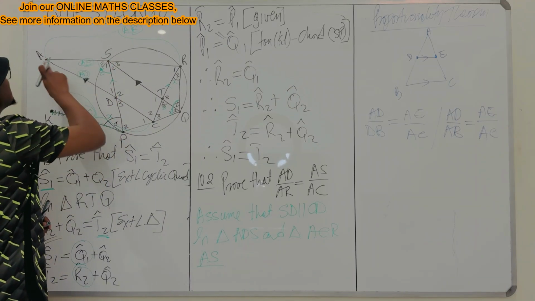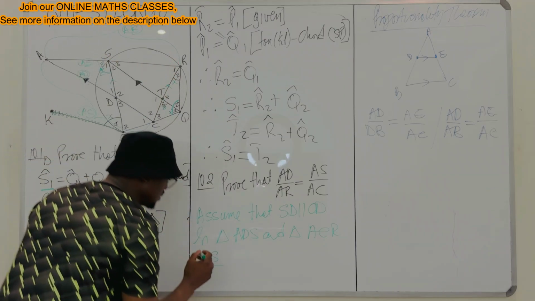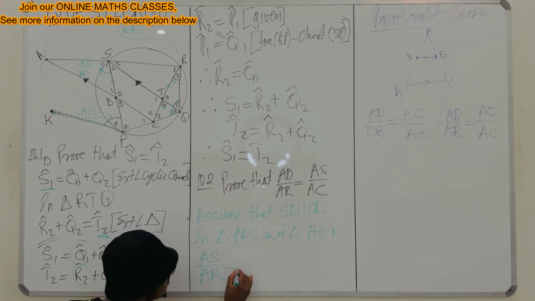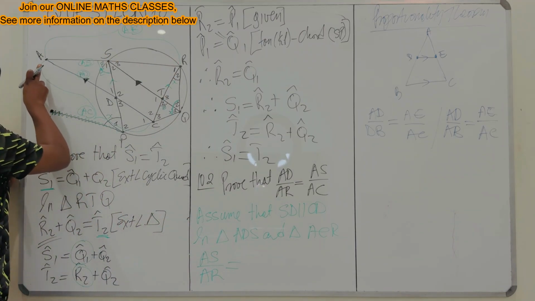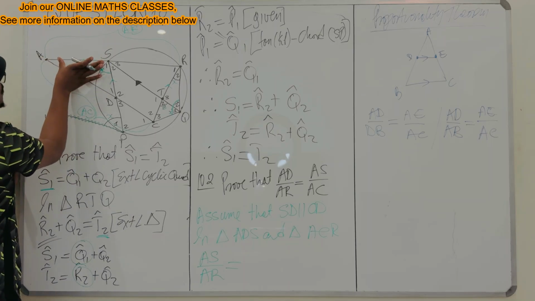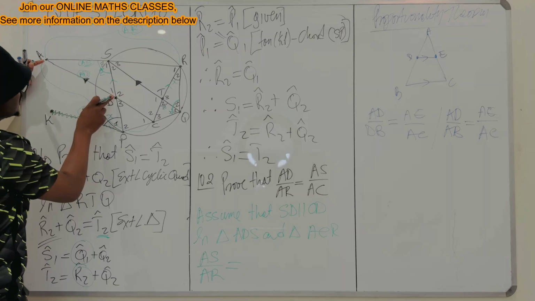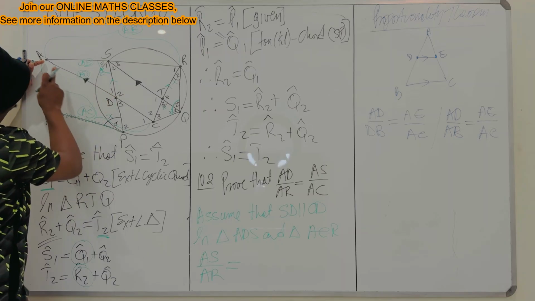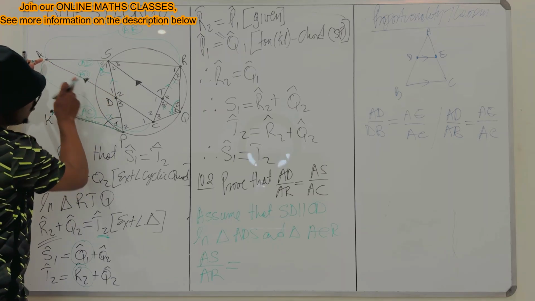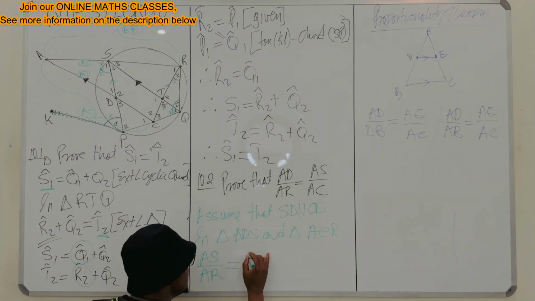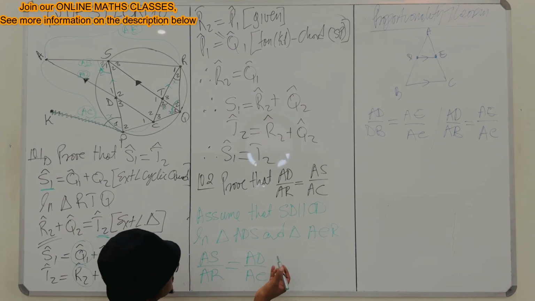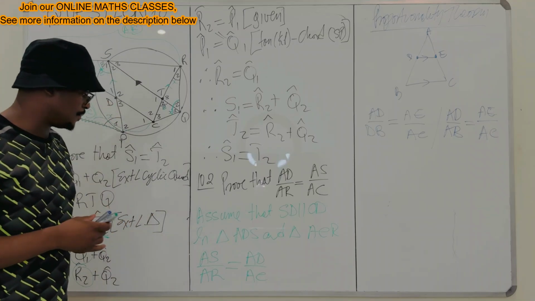So if we can take this AS and divide it by the entire side, which is AR, it should be the same as the AS, which is the small part over the entire side, should be equal to the small part here, the small part AD over the entire side AC, which is AD over AC, right? That would be our proportionality theorem.